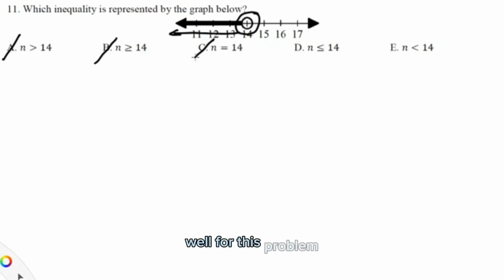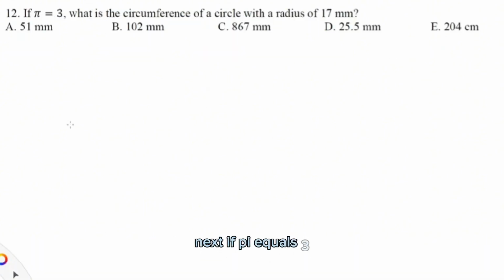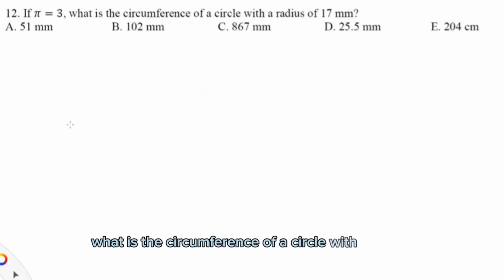Well, for this problem, the next thing we need to know is a circle. The circle is an open circle like this. When there's an open circle, that means it is just less than. It's not equal to as well. When there's a closed circle like this, that means it's less than or equal to. So now, which one is just less than? That's E. And that's your answer.